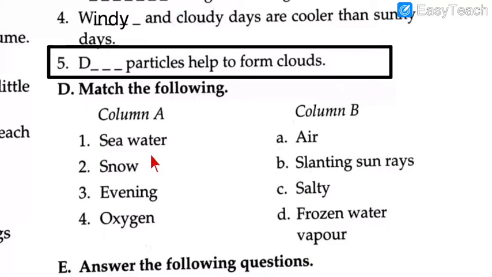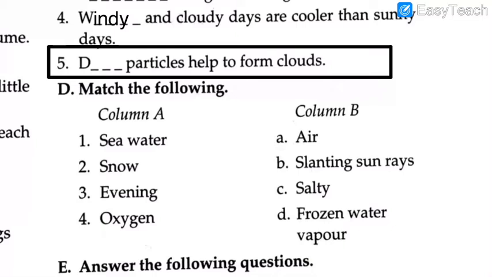Column A: sea water, snow, evening, oxygen. On the column B side, the options are air, slanting sun rays, salty, frozen water vapor. I hope that you have started thinking about the answer. Now I will count to 10, and I hope that you will get the match of at least 2 questions. Your time starts now. 1, 2, 3, 4, 5, 6, 7, 8, 9 and 10.